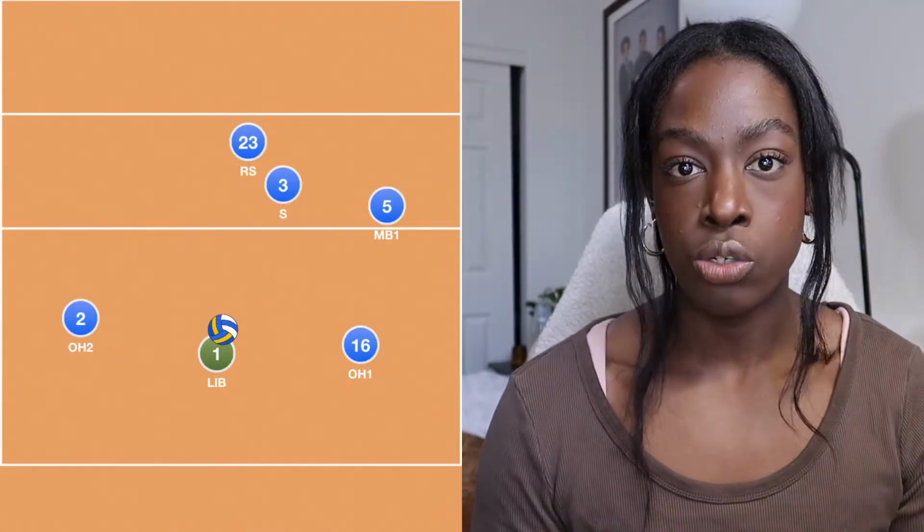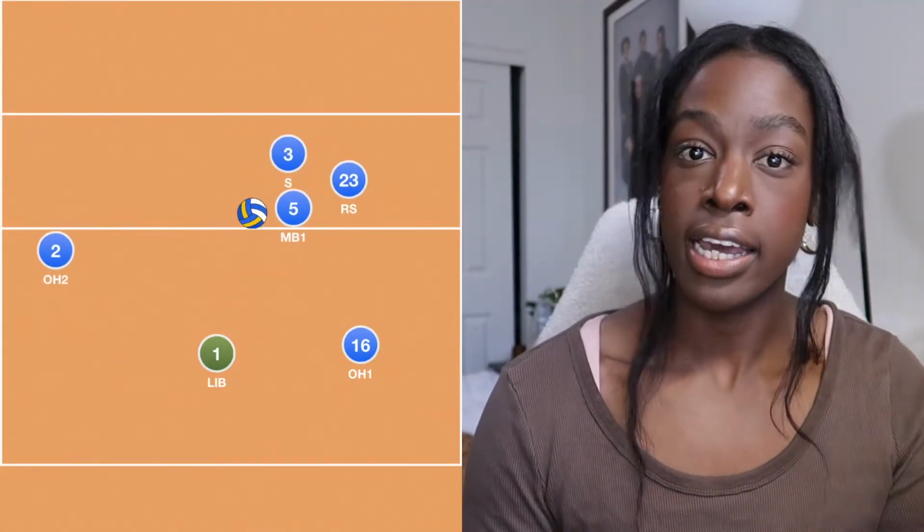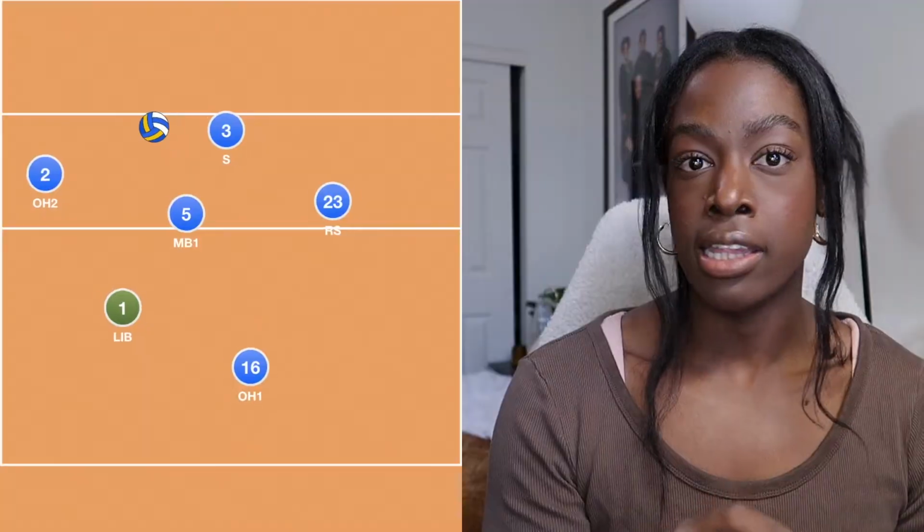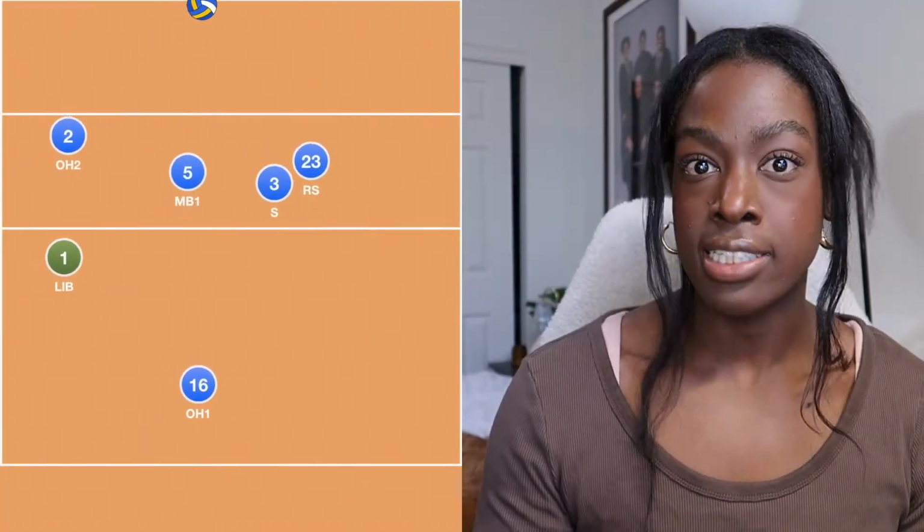Once the ball is passed, OH2 is going to shift out to the left side of the court so they can hit. The middle blocker is going to come around so that they can hit in the middle, and the right side is going to release to the right side so that they can hit on the right side. This puts the setter in the best possible position because they don't have to move as much in serve receive, so it makes running an offense a little bit easier.